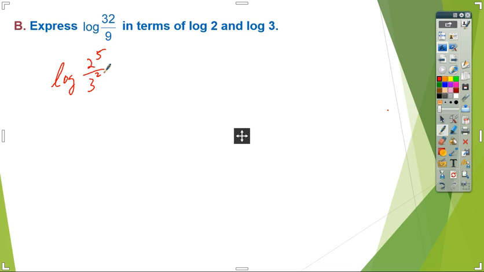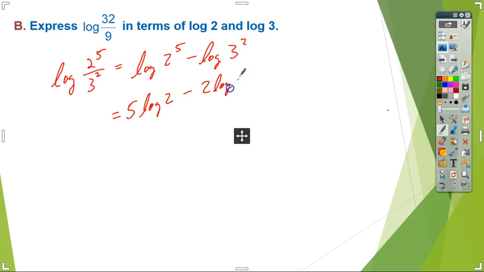Now I use that division rule. My division rule said it's going to be equal to log of the top one, 2 to the 5th, minus log of the bottom one, 3 squared. But again, I don't want it in log of 2 to the 5th or log of 3 squared. I want it in log of 2 and log of 3. So I use my exponential rule again. 5 log 2 minus 2 log 3 gets me the same answer.